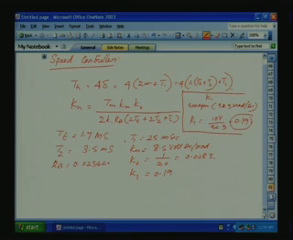Now, substituting all these values, we will get Tm. We have to find out Tm also, because Tm is required here. Let us find out Tm. Tm is equal to J into Ra by Km square, where Km is the machine constant.